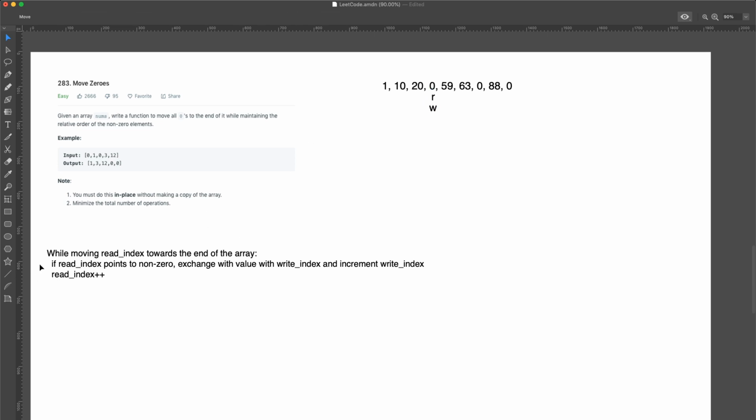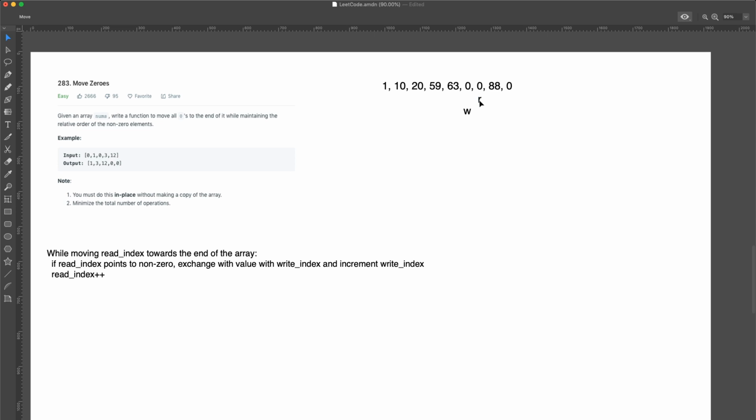Read index encounters a zero value, so we skip this logic. Read index moves forward. Okay, read index found a non-zero value, so exchange with the write index. Here 5 and 0 swap. And then we increment the write index and also increment the read index. Read index encounters a non-zero value, so 6 and 0 swap. Increment the write index and increment the read index.